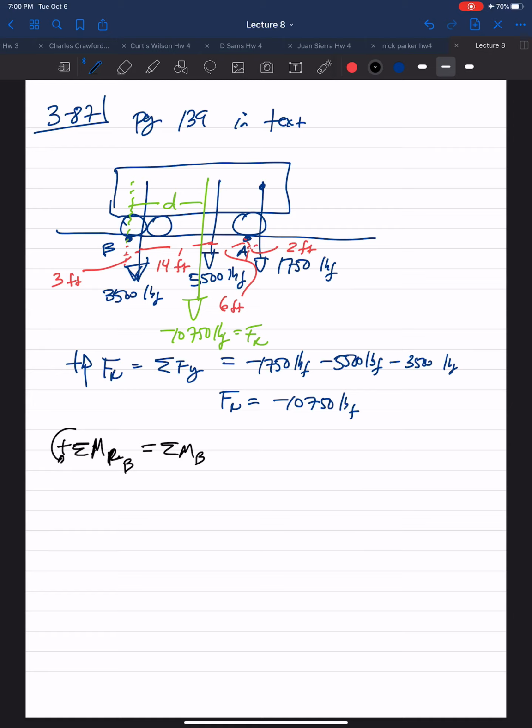And like we said, we want to know where the line of action of that resultant force is applied, and that perpendicular distance is D. So the moment about point B will be the resultant force times that distance D. So that'd be minus 10,750 pound force times D, which is what we're looking for. And now the individual forces, the moments they cause about point B.